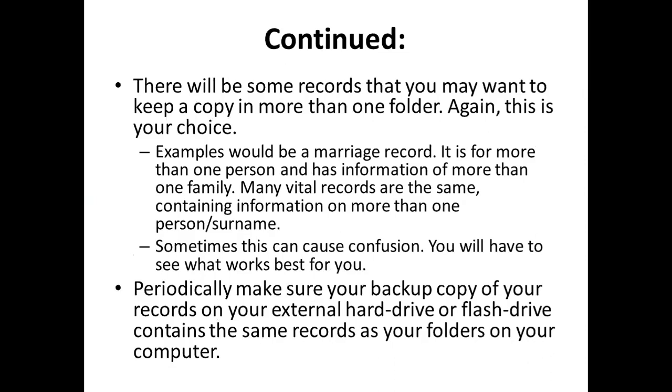And again, there'll be some records that you may want to keep a copy of in more than one folder, but this is up to you. An example of a record might be a marriage record. So it's for more than one person and has information on more than one family. So many vital records are the same. They contain information on more than one person or surname. And sometimes this can cause confusion, so you'll have to see what works best for you. Marriage records are one of those very tricky ones. You have to decide which family you're going to have that put in. And again, periodically back up your copies.